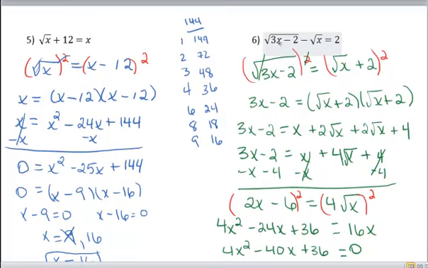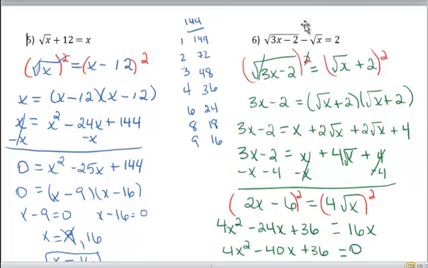So let's see what happens when we put a 1 in here. 3 times 1 is 3. 3 minus 2 is 1. The square root of 1 is 1. And here the square root of 1 is 1. Is 1 minus 1 equal to 2? It's not. So 1 doesn't work.